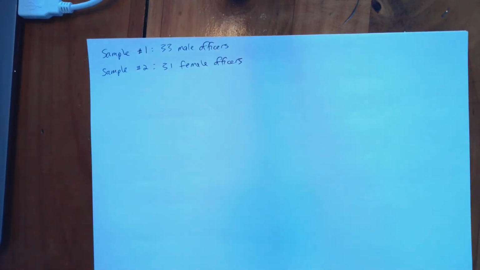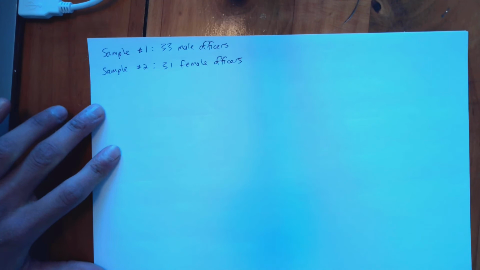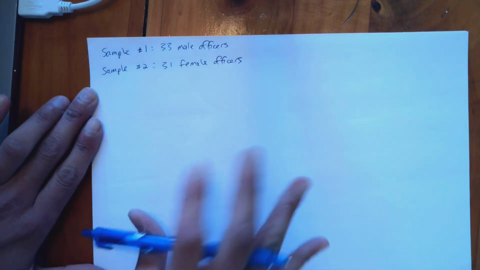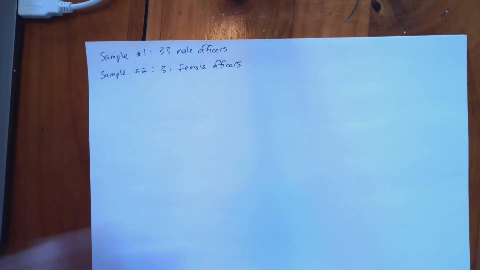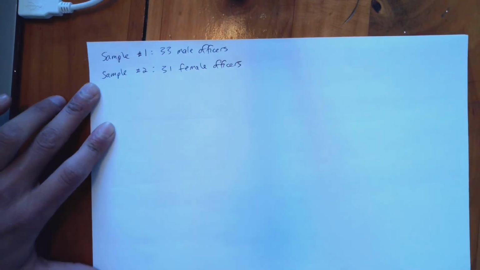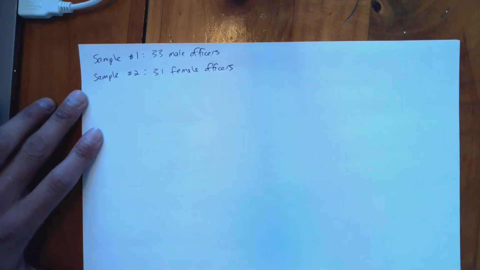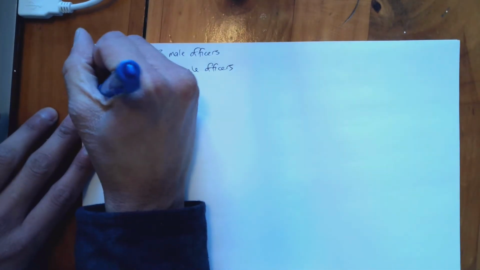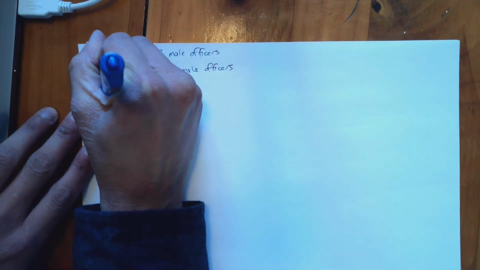All right, so we have these two samples. Our first sample is 33 male officers. Our second sample is 31 female officers. And so our goal here is to use these two samples to try to determine whether among police officers overall there is a difference in use of force by gender or not. And so I'll give you some more characteristics of these samples.